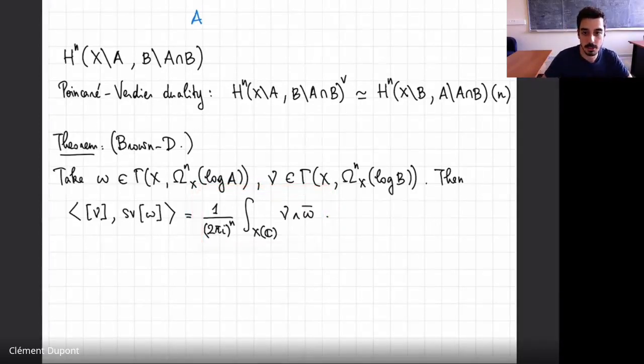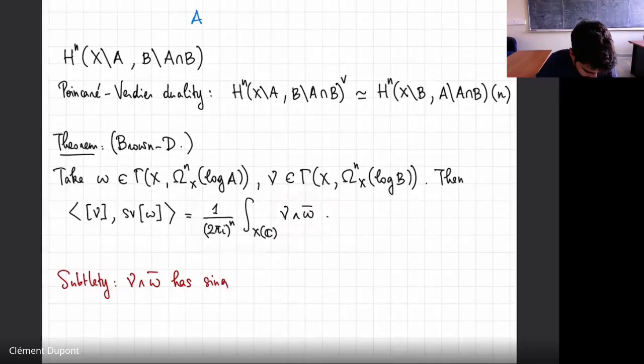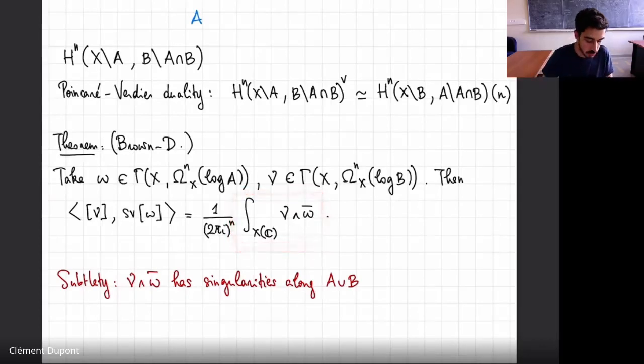So they're dz, dz bar integrals on some projective variety. But the main subtlety of this theorem is the poles. If A and B are empty, this theorem is essentially trivial. But the point is that if you look at this form, since omega and nu have poles, nu wedge omega bar has singularities along A and B. So this integral is actually not your usual integral of a smooth form on a manifold. This form is very much not a smooth form on X. It has poles, but still the integral converges.